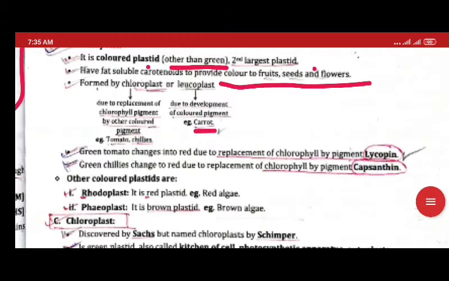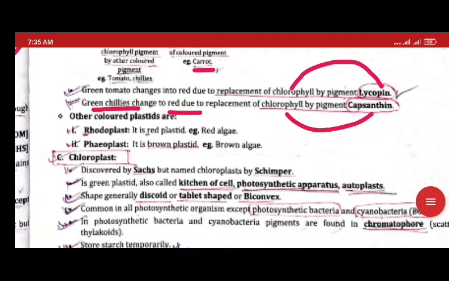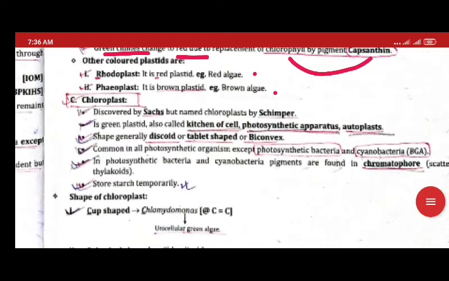Now green tomato changes to red due to the chlorophyll pigment changing to lycopene, and green chili changes to red as the chlorophyll pigment changes to capsanthin. So green tomato, lycopene; green chili, capsanthin. Now other colored plastids: rhodoplast, that is in red algae, that is the red plastid, and pheoplast, that is in brown algae. So it is the brown plastid.